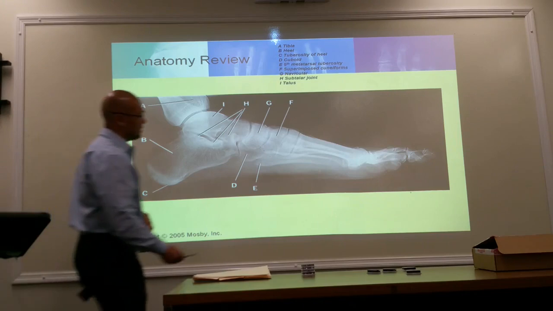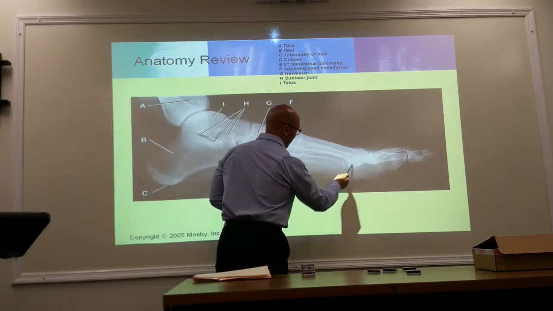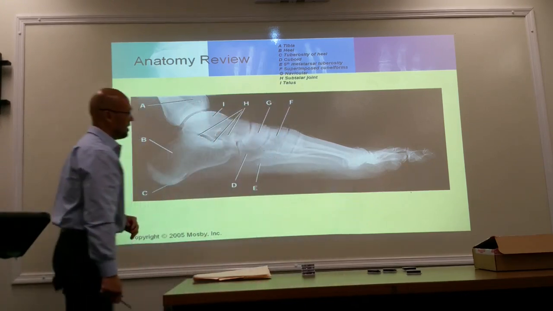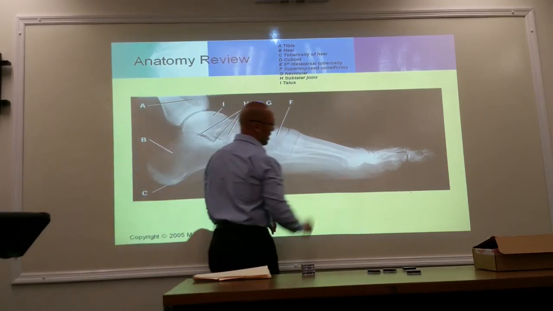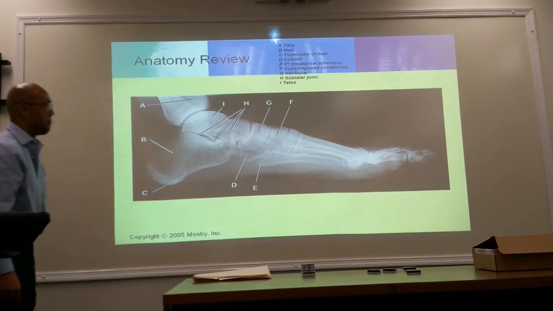All right, and what is this little monkey down here? Sesamoid bone, right? Because it looks like it's a separation of the bone, but those are your sesamoid bones.